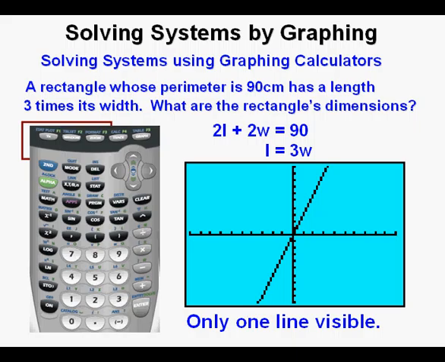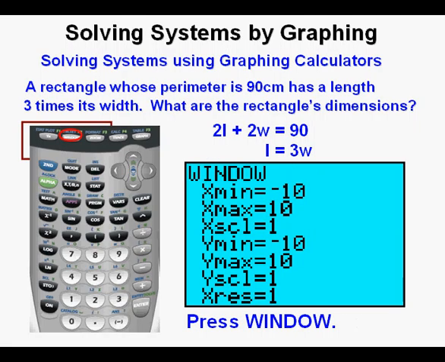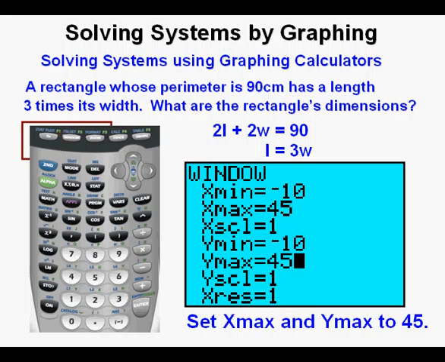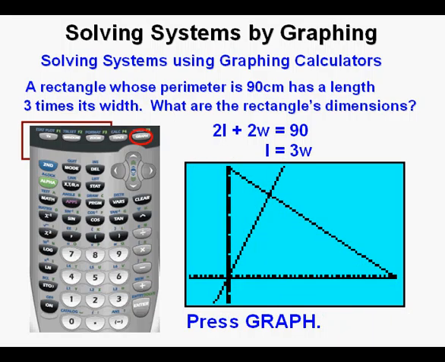This is the default window with the standard calculator settings. We know that the perimeter is 90, so half that should be great enough to cover the possible dimensions of the rectangle. Set x max and y max to 45. Press graph. We can see the intersection or solution.